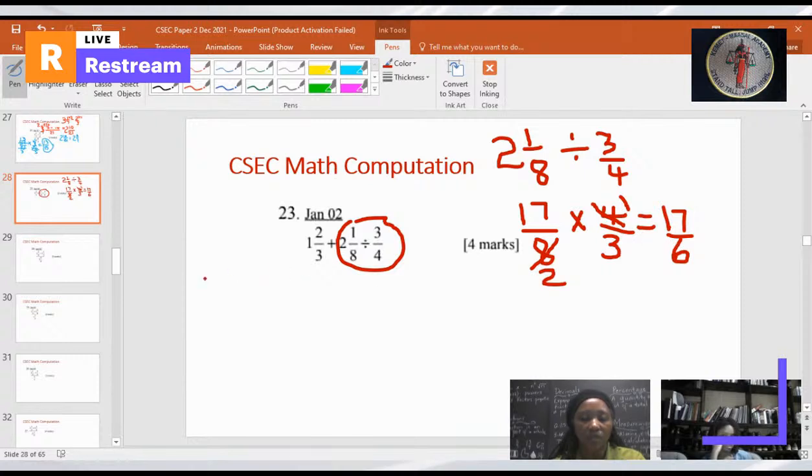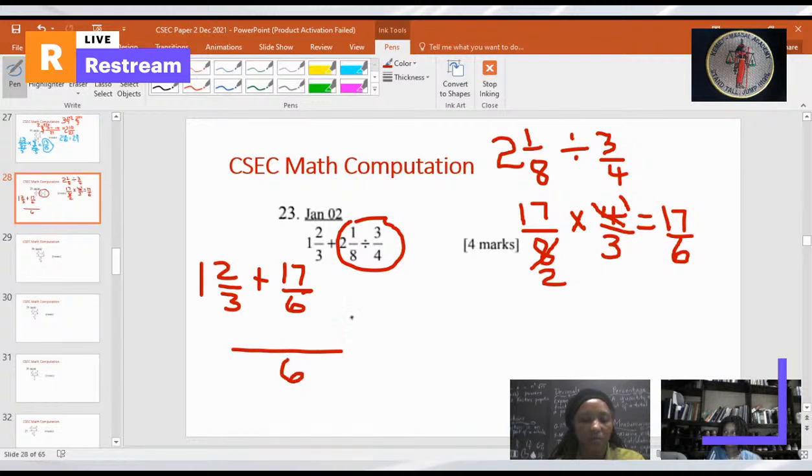Okay, miss. So now we're going to add 1 and 2/3 plus 17 over 6. What do I do now? You could switch the 1 and 2 over 3 to an improper fraction, but we don't have to. Find the least common denominator, which is 6.